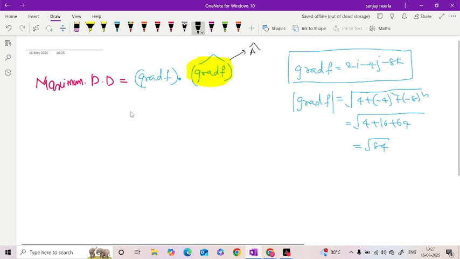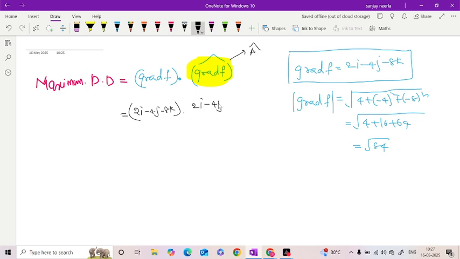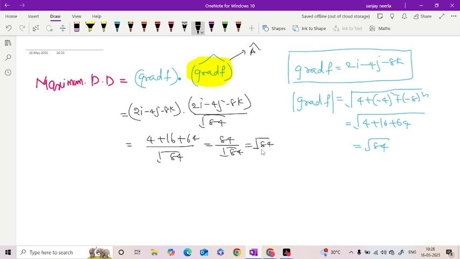Now simplify. We already have the gradient of f, 2i minus 4j minus 8k, and its cap, 2i minus 4j minus 8k by under root of 84. Now the dot product of these two vectors is 4 plus 16 plus 64 by under root of 84. So it is 84 by under root of 84. We will get under root of 84. Okay, so this is the calculation.